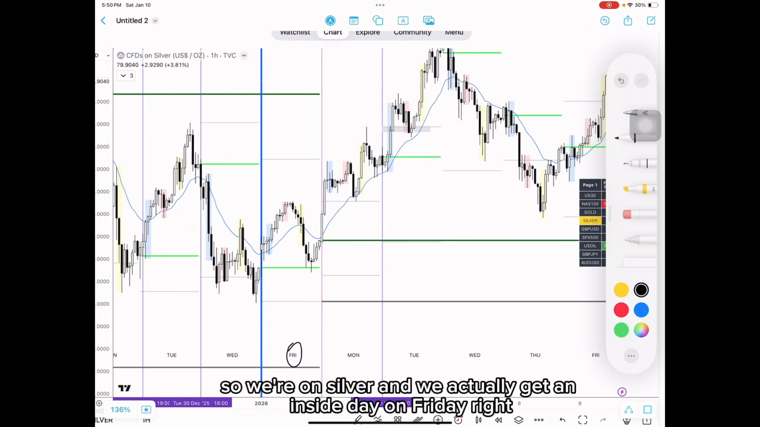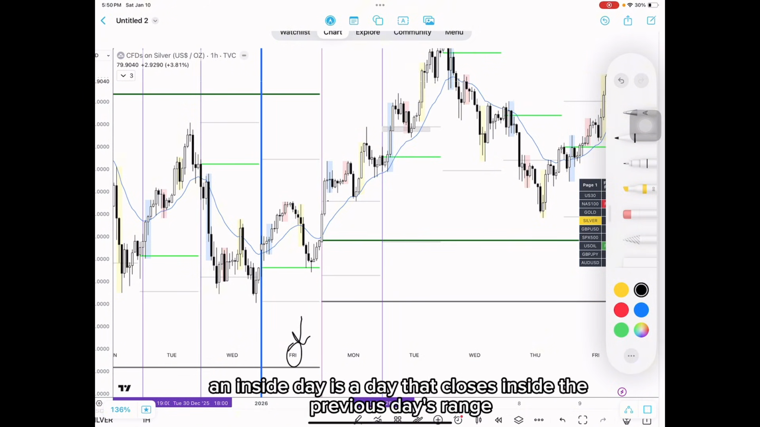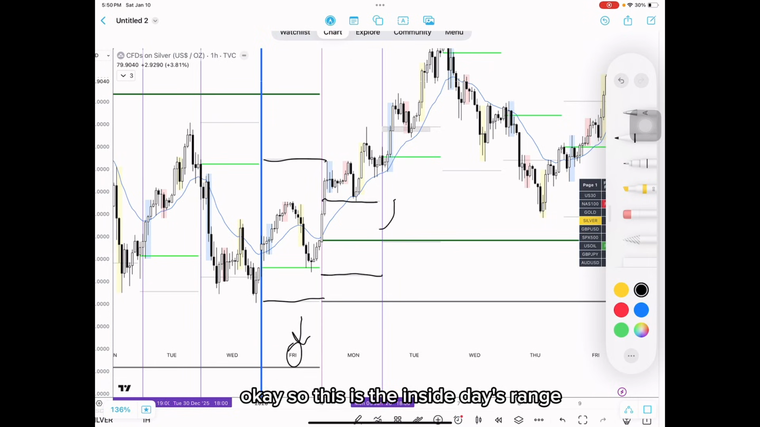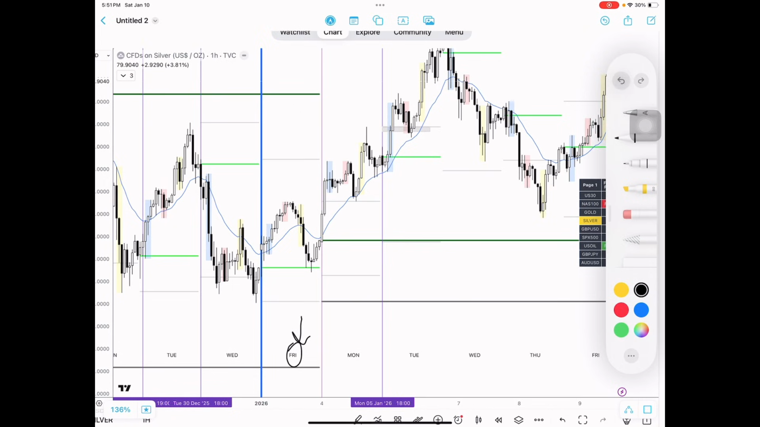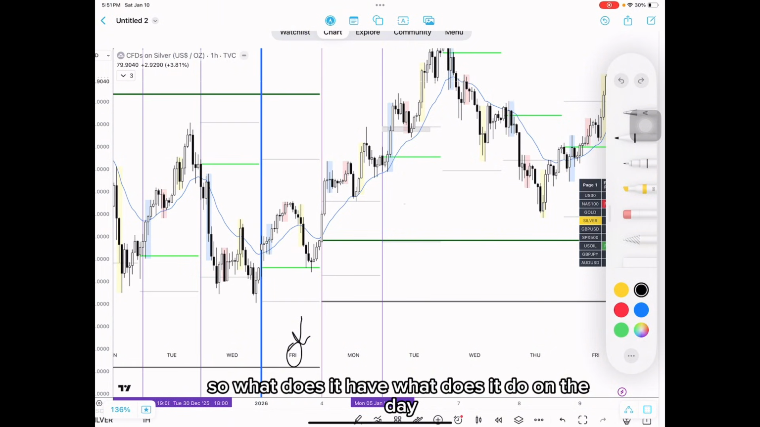All right, guys, so we're on silver and we actually get an inside day on Friday, right? So, as I said, an inside day is a day that closes inside the previous day's range. Okay, so this is the inside day's range and this is the previous day's range. And as you can see, the inside day, which is here, is inside of this range. Okay, so that's what we look for, right? What does it do on the day?